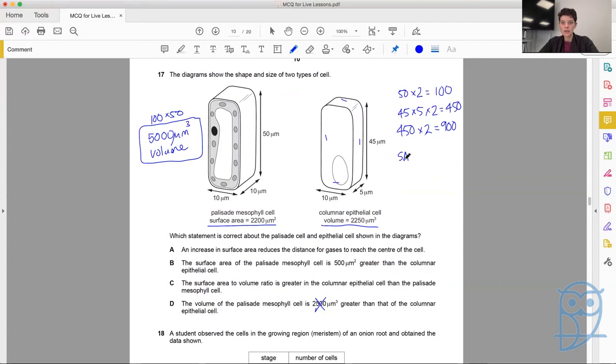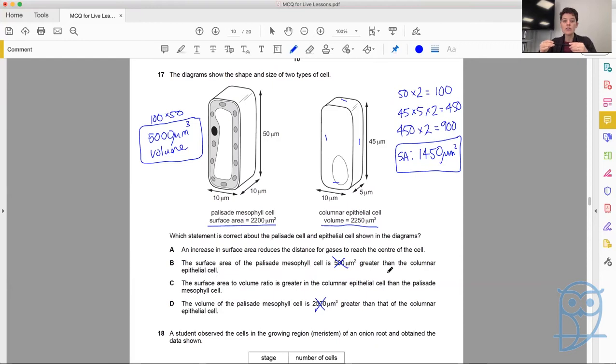So here our surface area is 1,450 micrometers squared. Right, so now we are ready. The surface area of the palisade cell is 500 micrometers squared greater than the columnar epithelial. 2200 minus 500 is not 1,450. So that's wrong. So the difference is between A and C.